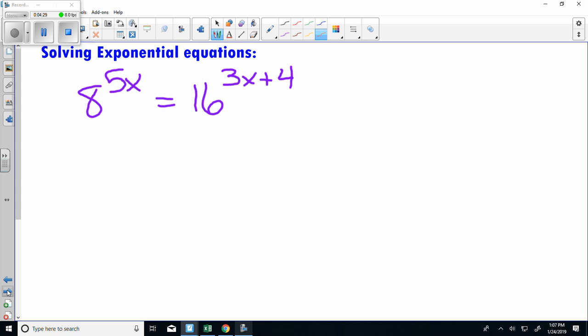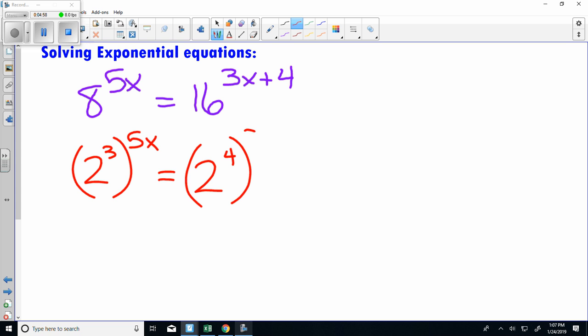All right. Moving on to our next problem. Same type of thing. 8 to the 5x equals 16 to the 3x plus 4. So let's see, 8 and 16. 8 can't be raised to a power to get to 16, but you can say 8 is 2 to the third, to the 5x, and 16 is 2 to the fourth, to the 3x plus 4.